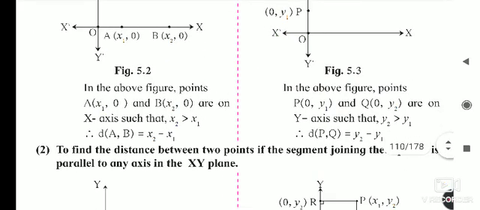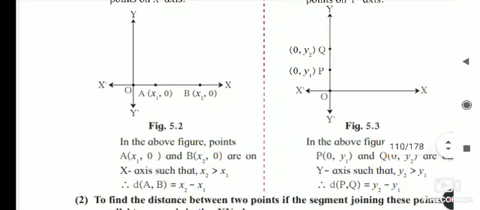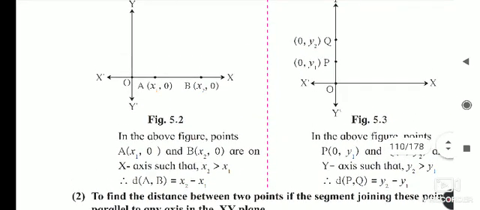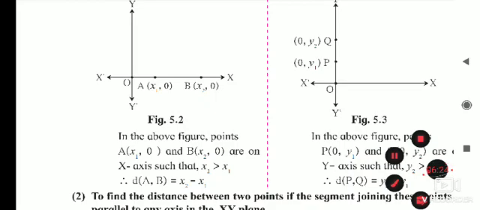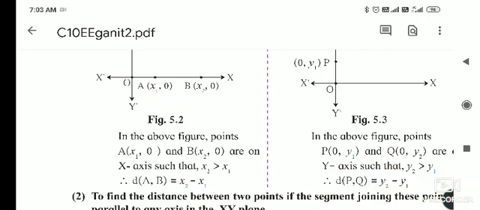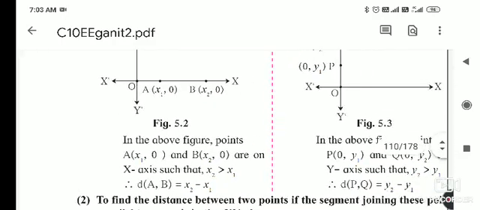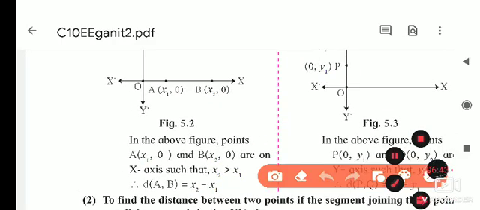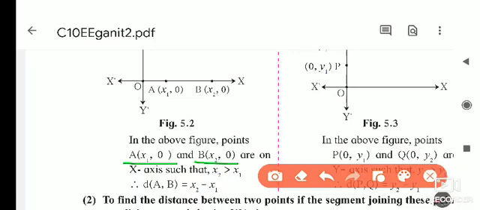So in the above figure, if you have to find the distance between these two points, the same method we just saw for finding the distance between two points, we have to use here. In the above figure, the coordinate of point A is (x1, 0) and the coordinate of point B is (x2, 0). So the points A (x1, 0) and B (x2, 0) are on the x axis.